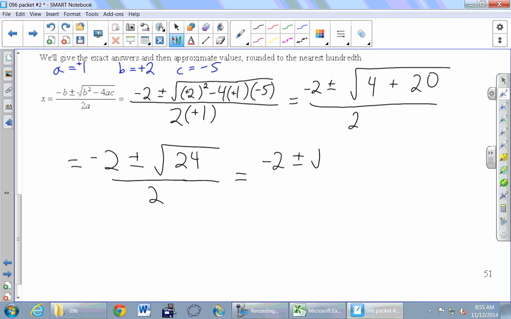-2 plus or minus square root of 24. 24 is not a perfect square. I don't see it up here in my yellow list. But if you see a perfect square that goes into 24, then good things happen. So what perfect square from this bottom row goes into 24? It's 4. And so we write 24 as 4 times whatever's left. Happens to be 6, right?